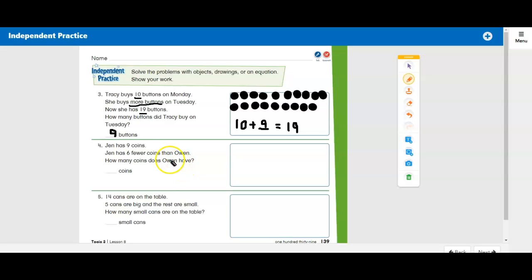Now remember, if it's telling us that Jen has 6 fewer coins than Owen, that is also telling us that Owen has 6 more coins than Jen. So you can draw a picture or write an equation or even use counters if you have them to solve this problem. Then you will write your answer in the blank. So now is the time to pause the video so that you can work on number 4. And when you press play, we'll begin talking about problem number 5.